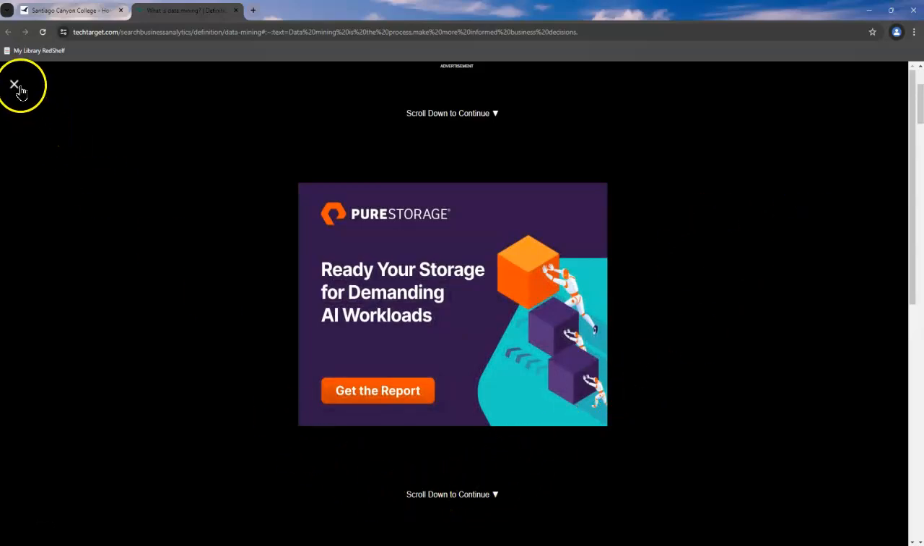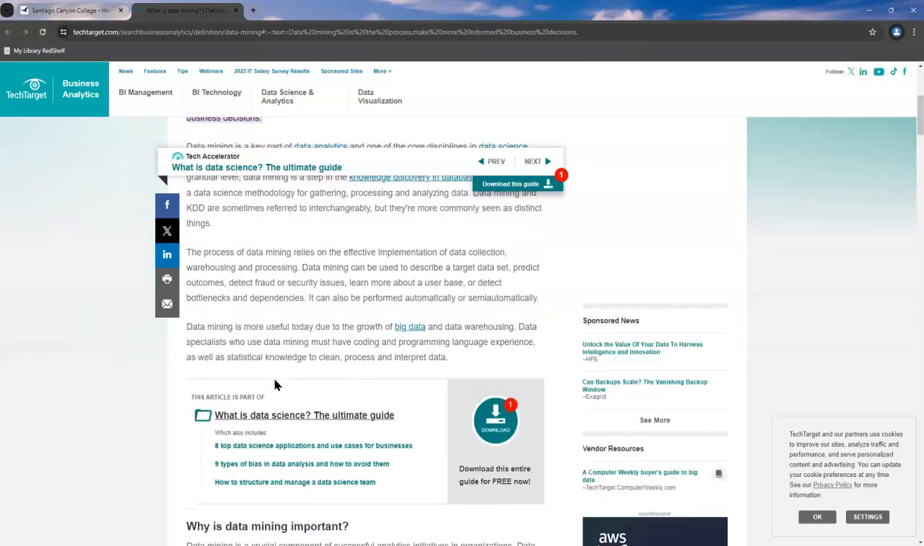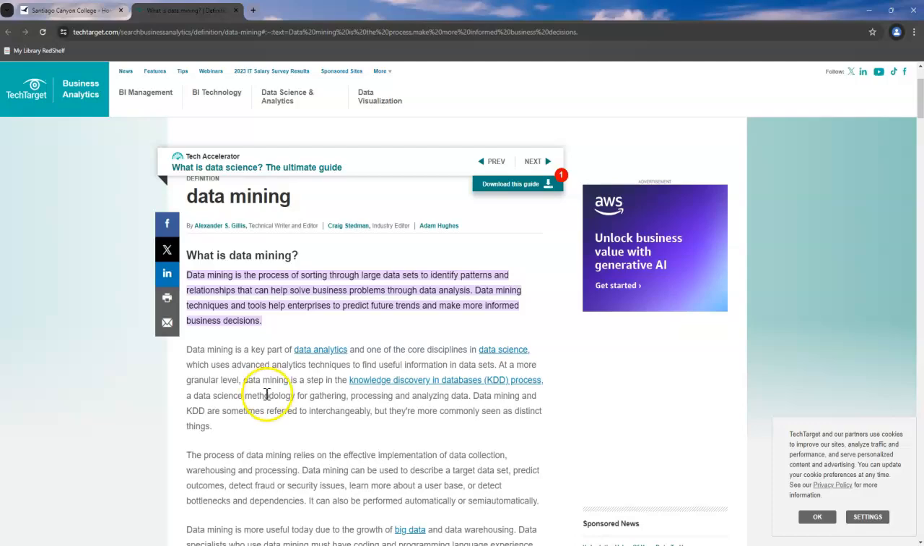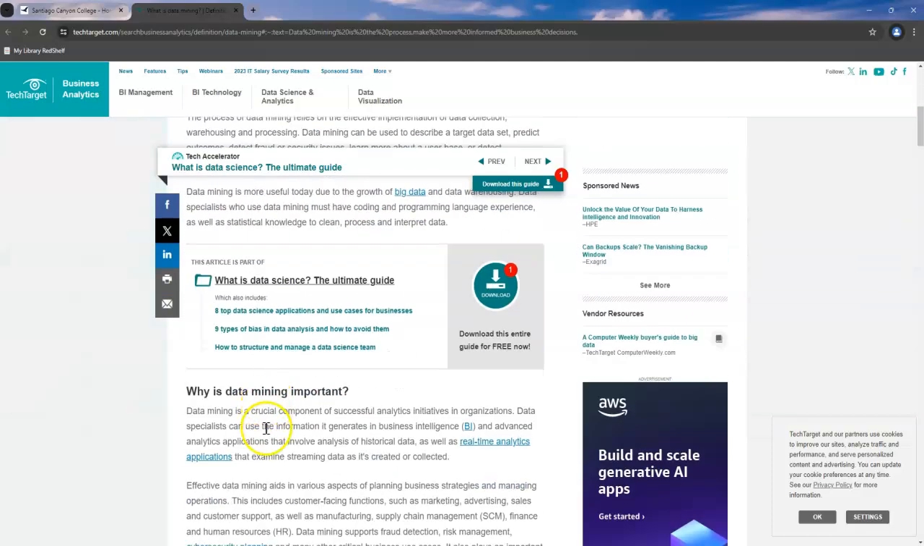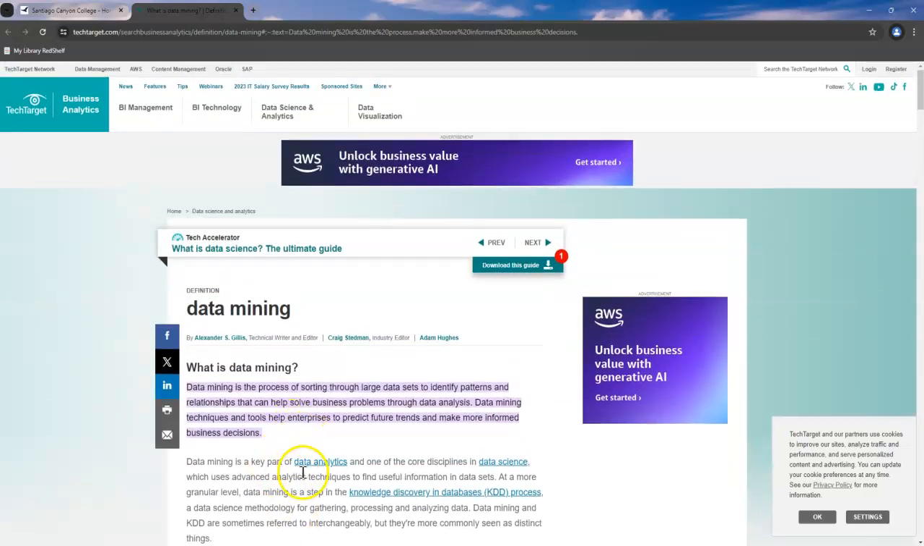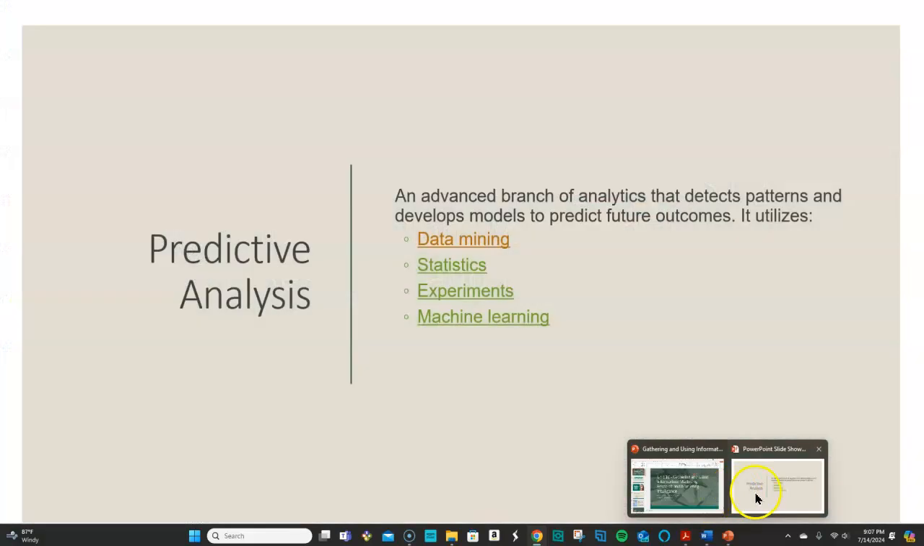Let's make sure these pop-ups don't. Those are the pop-ups I'm talking about. So you can look, I'm going to let you go ahead and read through this article. It tells you what data mining is, why it is important, all the information that you may need for the extra credit question. All right. So then let's go back to our presentation.